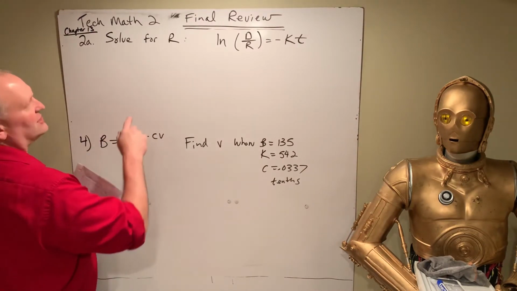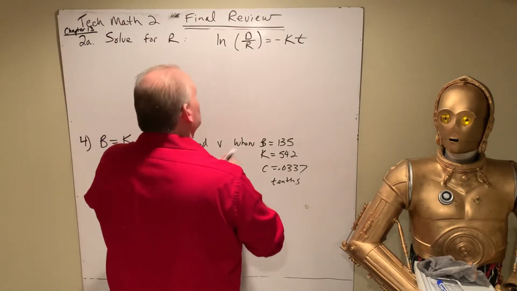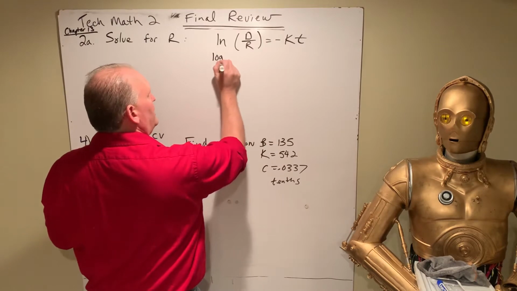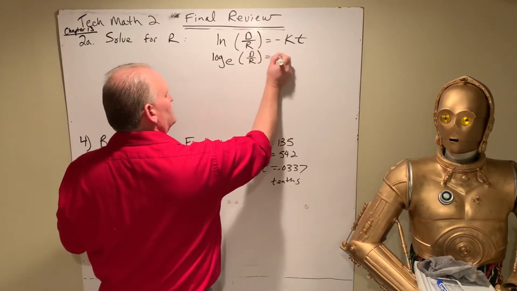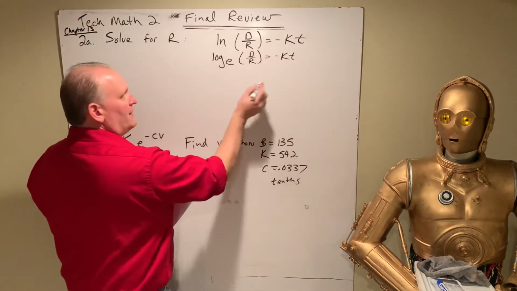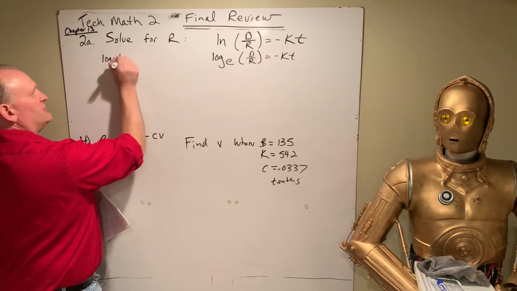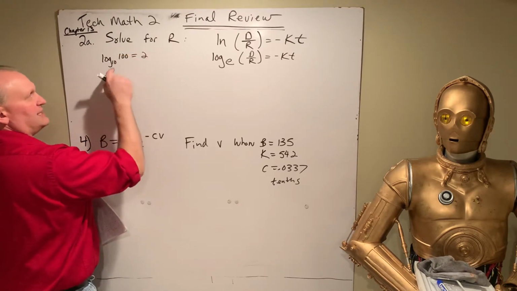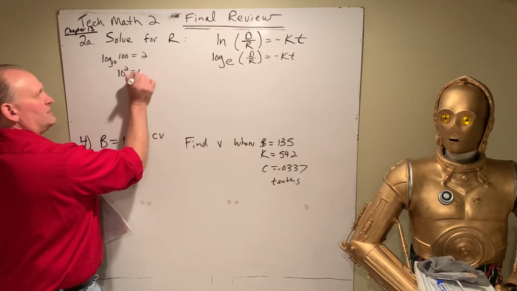All right, so let's take a look at the Techmath2 Final Review. We're looking at solve for R. Ooh, that's kind of a tough one. Let's take a look at that. So we're going to rewrite it as log base e of D over R is equal to negative KT. And remember how that works. If I have the log base 10 of 100, that's equal to 2. It's asking 10 to what power gives me 100? That's 2.